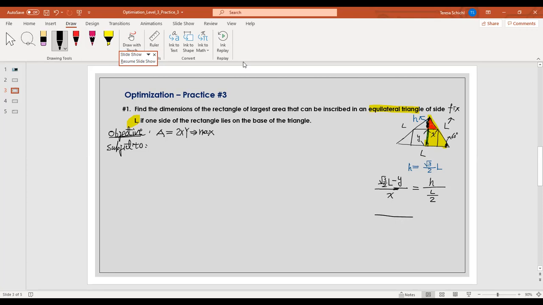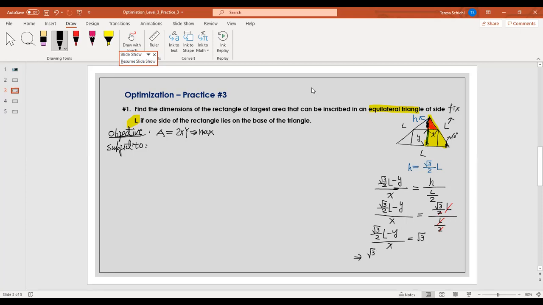So now let's do a little bit of simplification here. This is the square root of 3 over 2 times (L minus y) over x. So what is h? h is the square root of 3 over 2 times L. Now here, this is L over 2. Take a look, L cancels, 2 and 2 cancel. Whoa, we get a pretty good result here. So we have the square root of 3 over 2 times (L minus y) over x equal to the square root of 3. Correct?